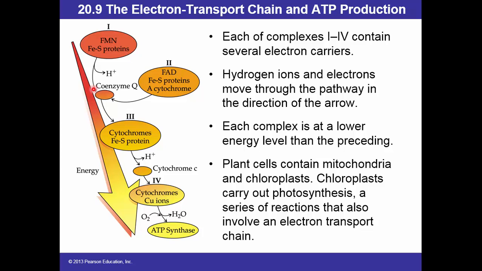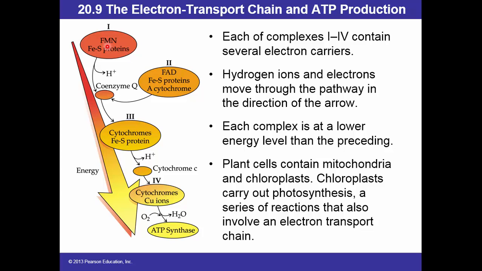Hydrogen ions and electrons move through the pathway in the direction of the arrow. Here, this is the direction of the arrow. Each complex is at a lower energy level than the preceding one, and this allows the spontaneous flow of electrons from high to low to low to low.